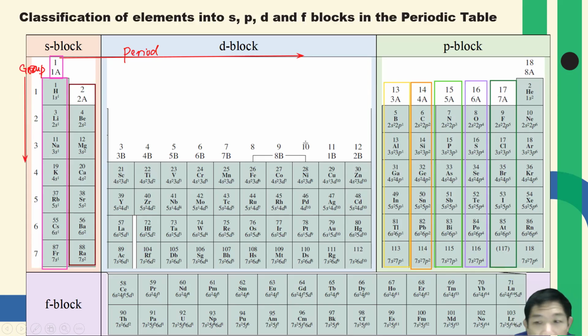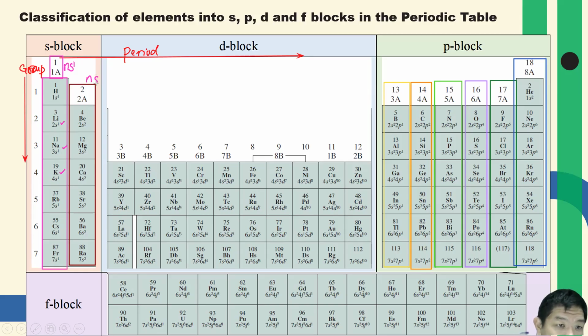So how are these groups classified? They are classified based on their valence electrons. All group 1 elements have the valence electron of ns1. For example, lithium 2s1, sodium 3s1, potassium 4s1. If you are from group 2, all of them have the valence electrons of ns2. Beryllium 2s2, magnesium 3s2, calcium 4s2, and so forth.